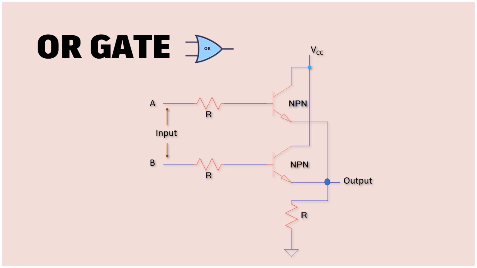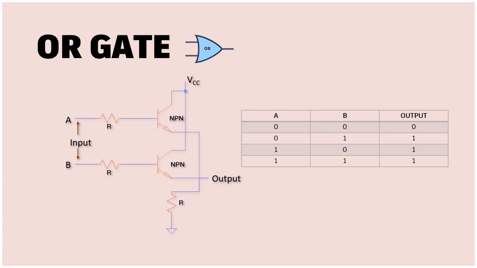Okay, so we have 2 transistors again connected together, but this time we connect their collectors together and the emitters together, and we take our output from this point. Okay, and we have A and B for our input. So from the table we can see that whenever we have a low signal at A and a low signal at B, we would have a low signal at our output. If we have a low signal at A, a high signal at B, we'll have a high signal at our output. If we have a high signal at A and a low signal at B, we would have a high signal at our output. If we have a high signal at A and a high signal at B, we would have a high signal at our output.